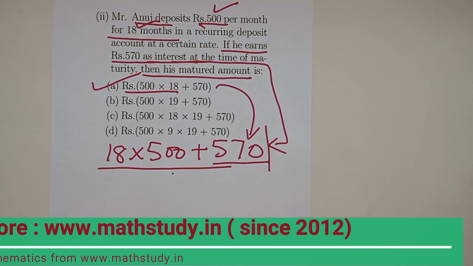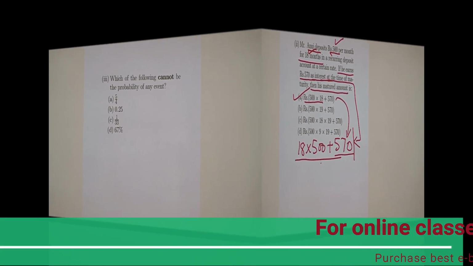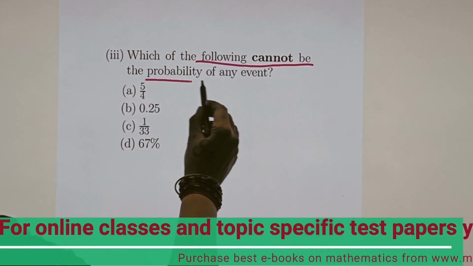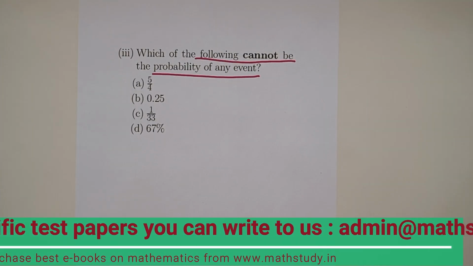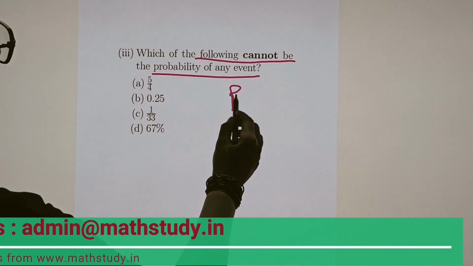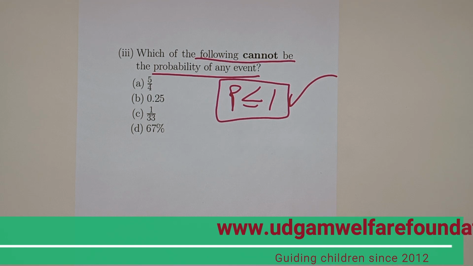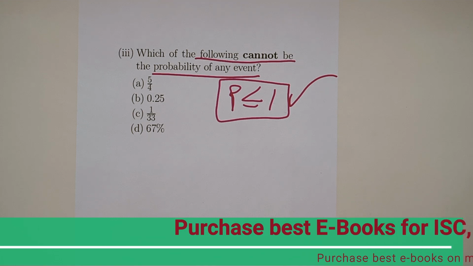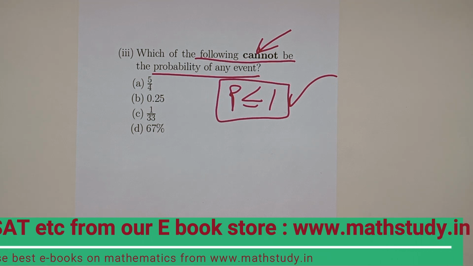Now let's move to the third part of question number 1, which was asked in the ICSE Board 2025. It states: which of the following cannot be the probability of an event. Always remember that probability can never be more than 1. Probability should be less than or equal to 1. This is the condition of probability. So whichever option you see coming greater than 1, that cannot be the probability. Always read this part carefully, cannot be or can be.